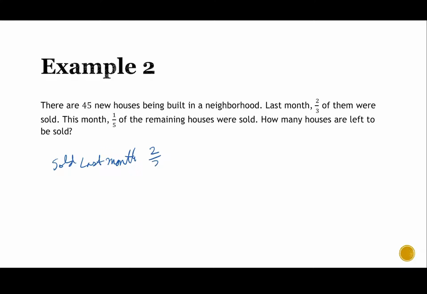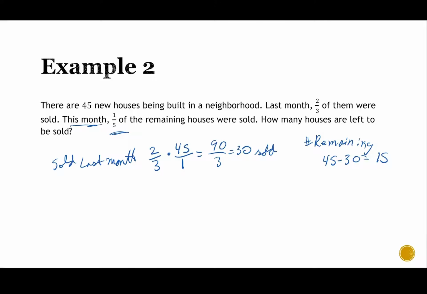Well, I've got 2/3 times 45 over 1. That gives me 90 over 3, which is 30. So last month, 30 were sold. So the number of remaining houses would be 45 minus 30, which is 15.